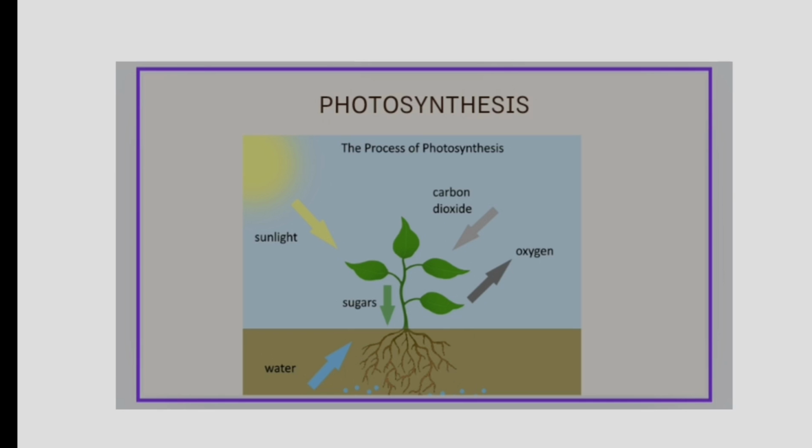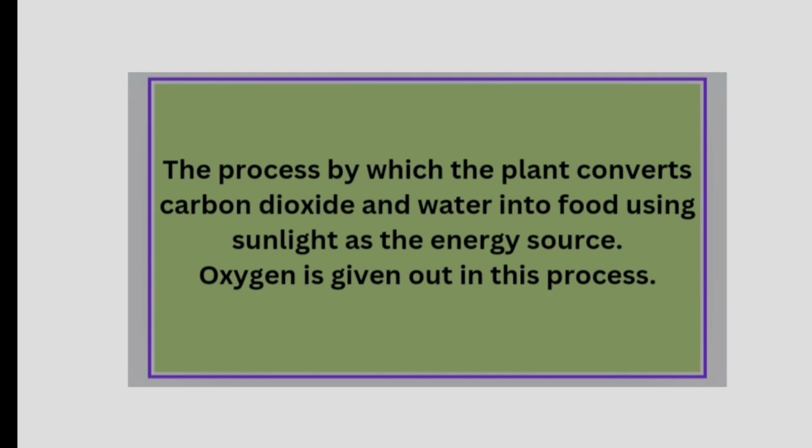Next, photosynthesis. What is photosynthesis? Photo means light and synthesis means making. The process of making food in the presence of sunlight is called photosynthesis. Not only plants, some types of bacteria and algae make food in the presence of sunlight. And during photosynthesis, carbon dioxide and water combine to form carbohydrates and they release oxygen outside.